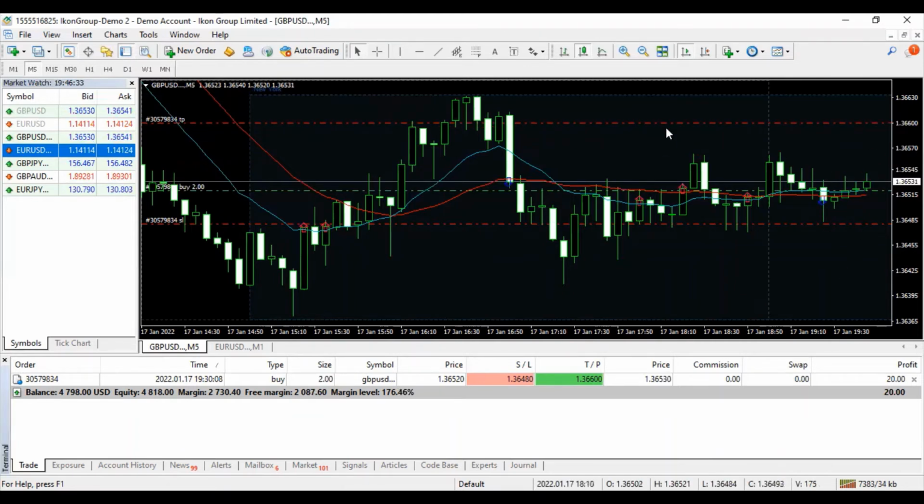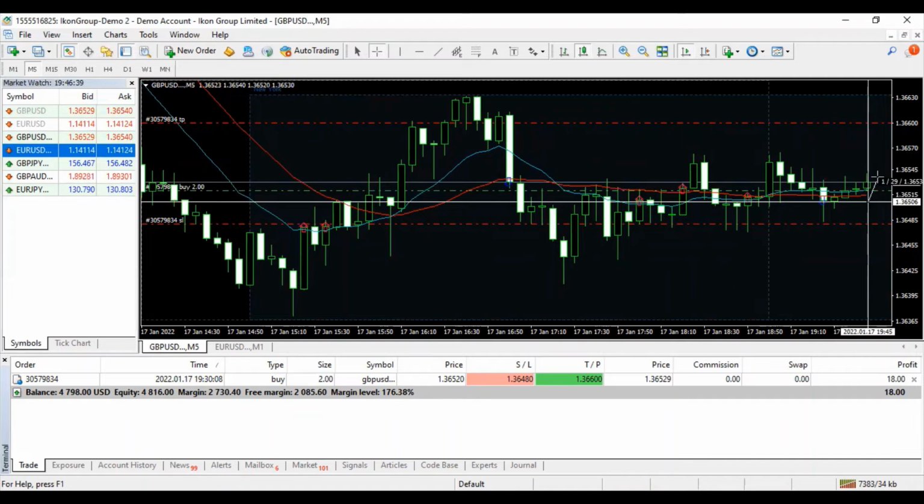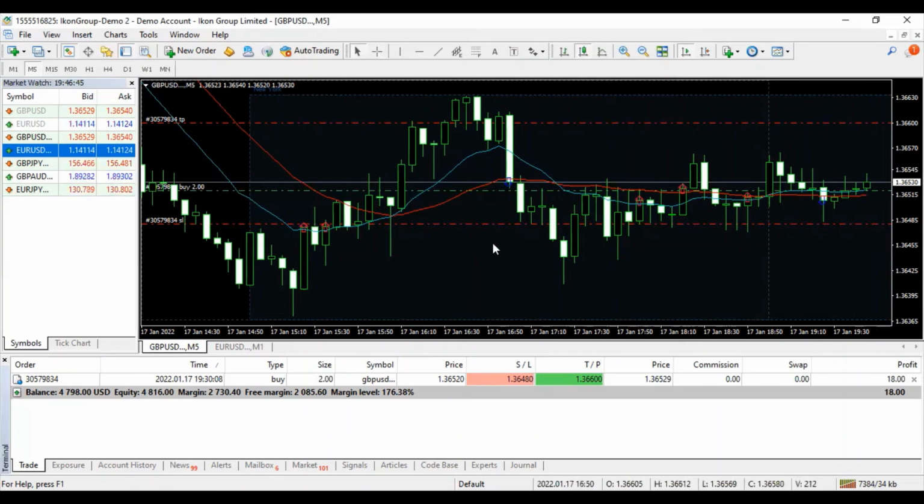We enter. We are supposed to enter immediately somewhere around here, but the spread took us that way, almost 2 pips spread. But it's all right. It doesn't matter. This is just an example. So your different brokers might affect you, but that's the way the indicator works.